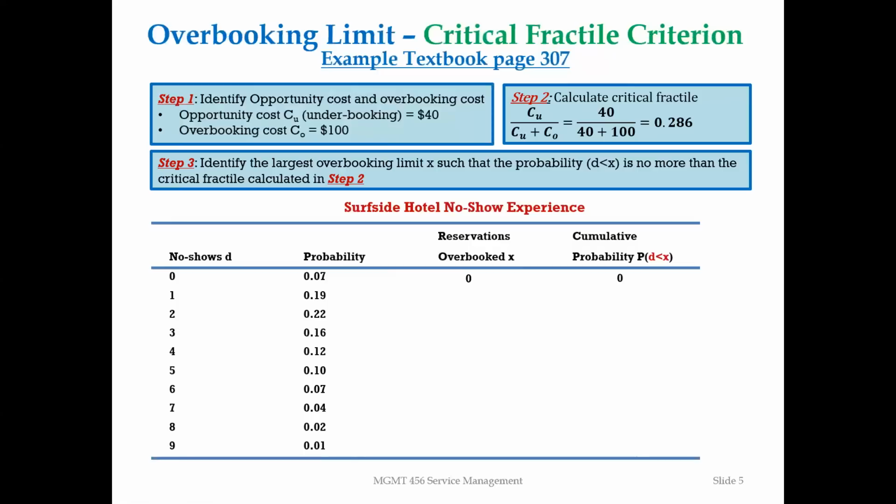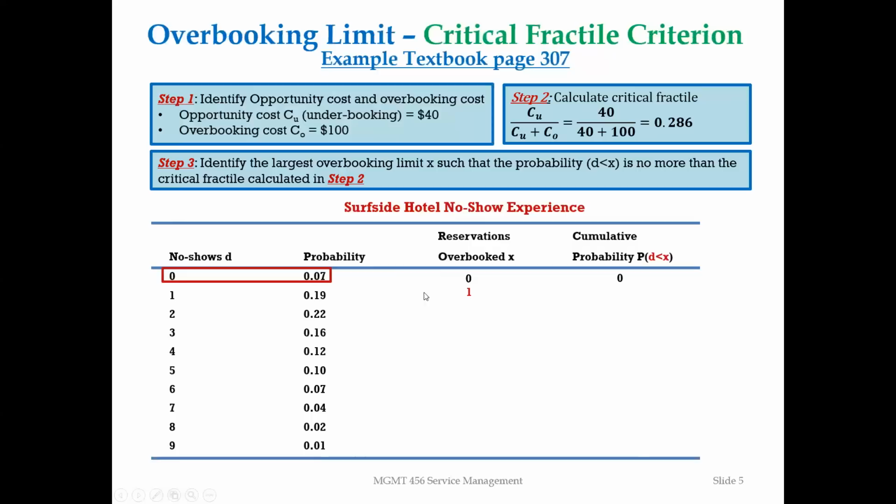The next overbooking limit will be 1. We can try 1. So what if we overbook by 1? If we overbook by 1, under what conditions will D be strictly less than X? Look at all these numbers: 0, 1, 2, 3, 4, all the way to 9. These are all D's. Which number is strictly less than 1? Only 0, right? 0 is less than 1.